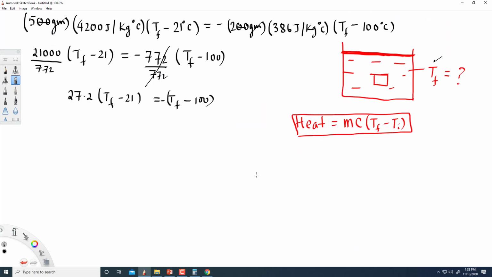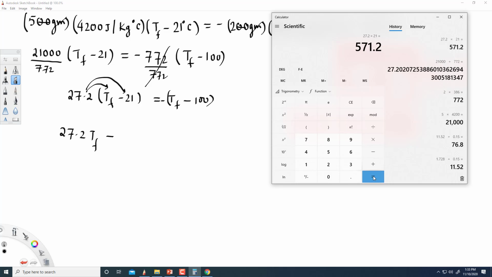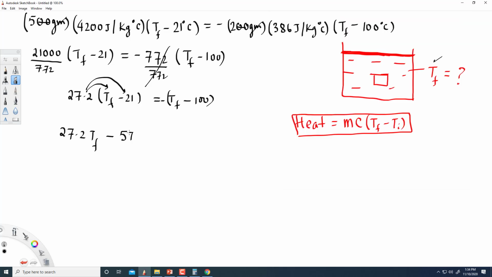So now let's do the math. You need to multiply each of the terms in the parentheses. So 27.2 TF minus 27.2 times 21. 27.2 times 21 gives me 571.2. This minus, we need to multiply this minus to both terms. So minus TF, this minus times minus gives us plus 100.